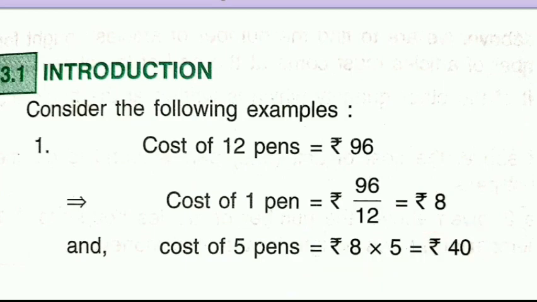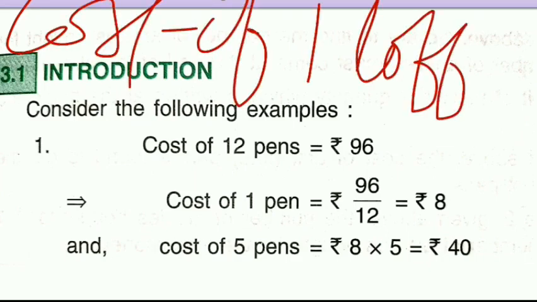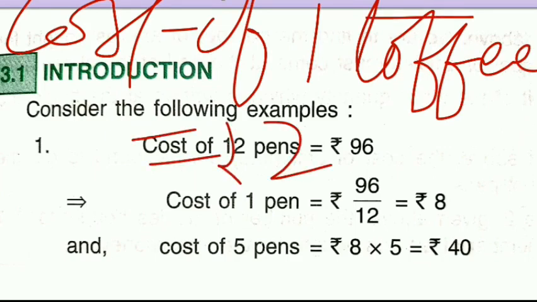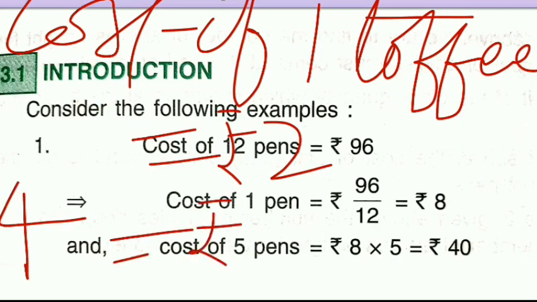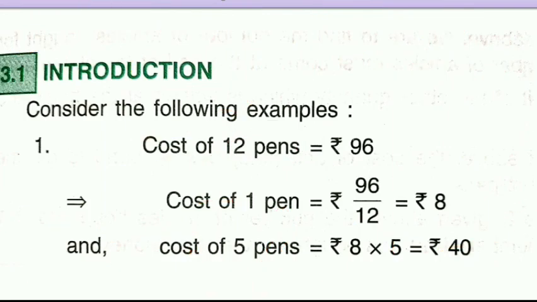Suppose that the cost of one chocolate or one toffee is 2 rupees. Then what will be the cost of 5 toffees or 4 toffees? Obviously 2 into 4, it means rupees 8. So it is very easy. If we know the value of 1, then easily we can find the value of many.